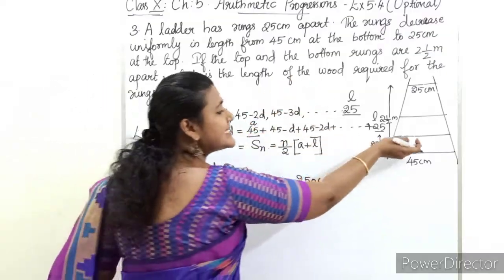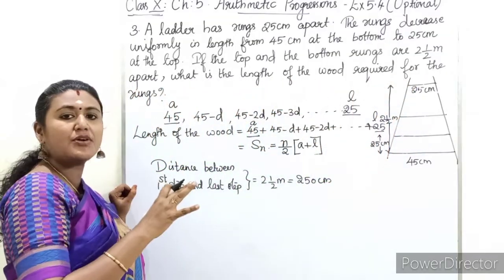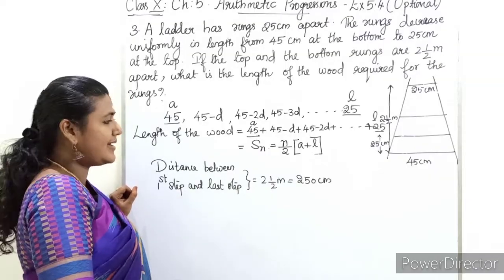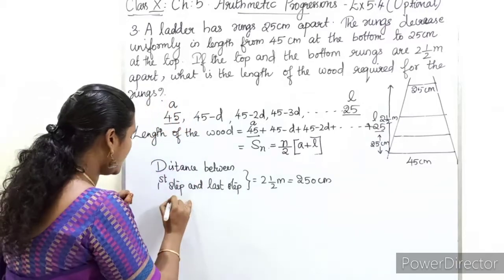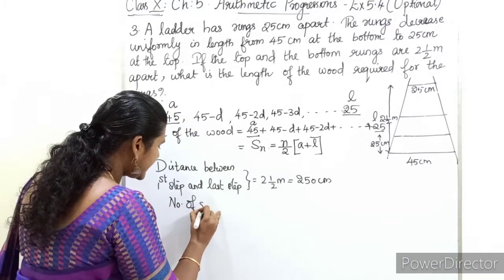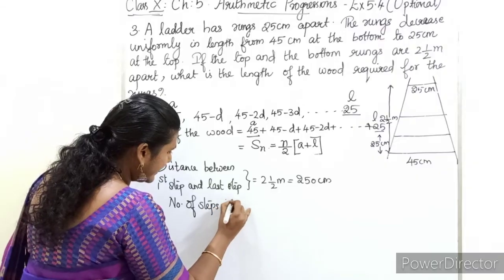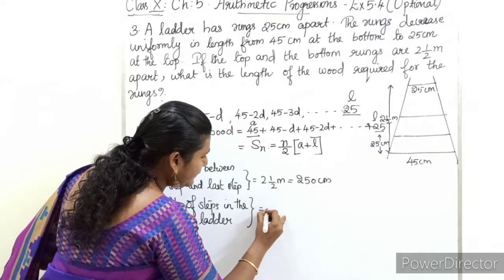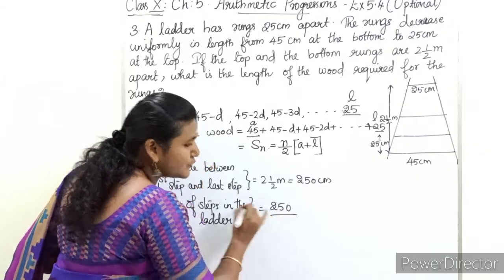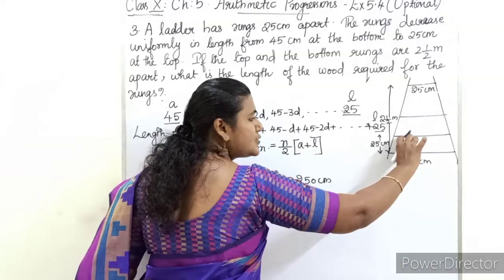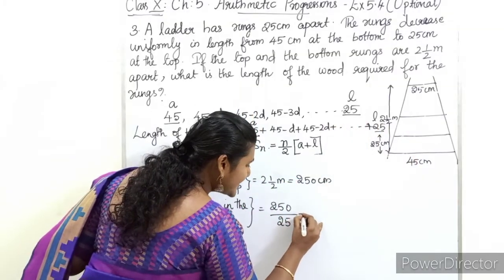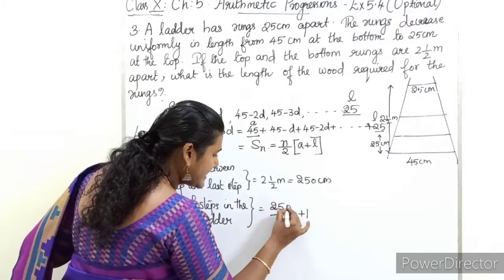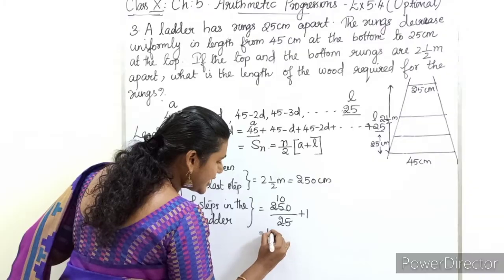Then how many steps are there? This number of steps will give you the value of n. Number of terms and the number of steps are equal here. So how to find this? Number of steps in the ladder is equal to, total distance is 250 and the distance between two steps is 25, plus 1. So this will give you the total number of steps. We can cancel this, so 10 plus 1 is equal to 11.